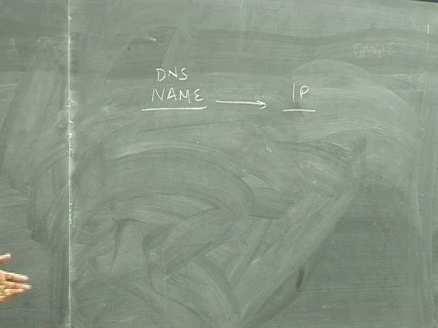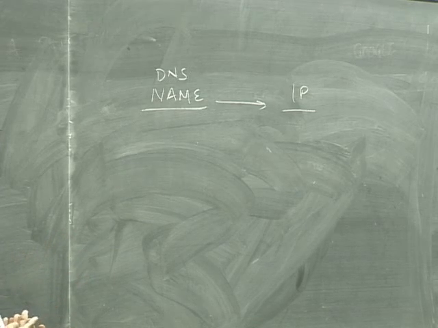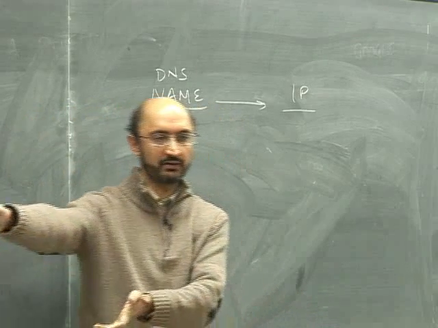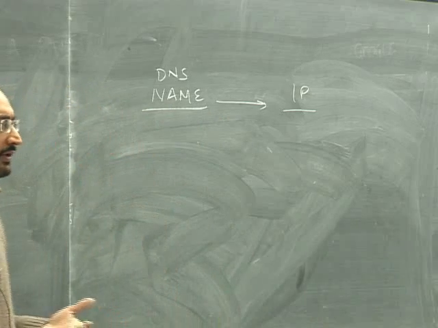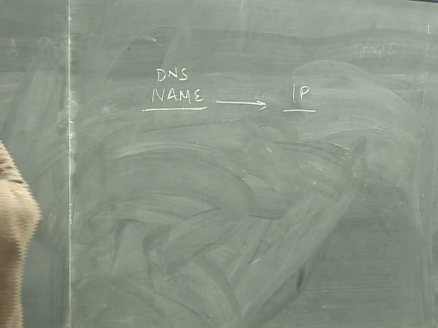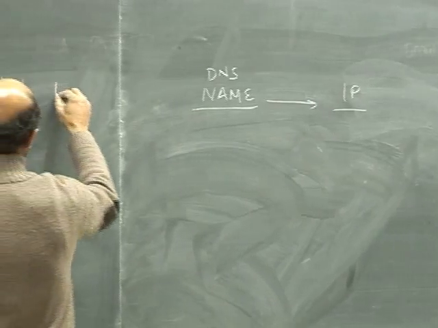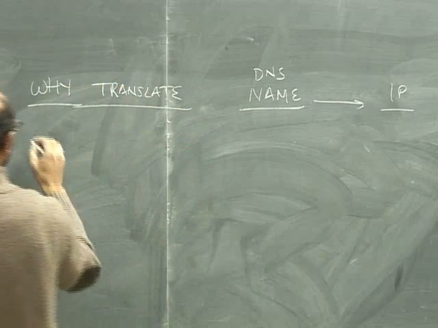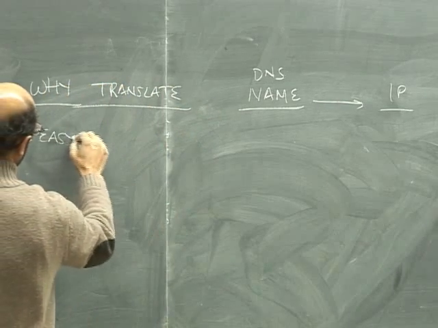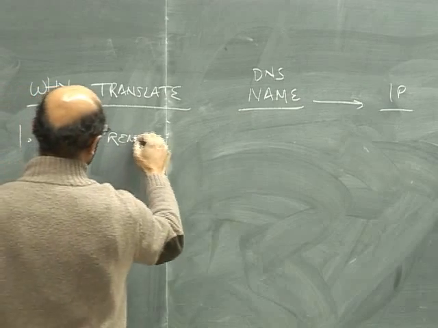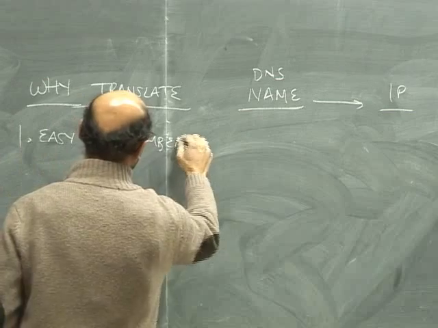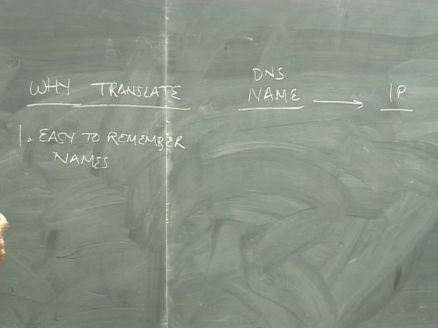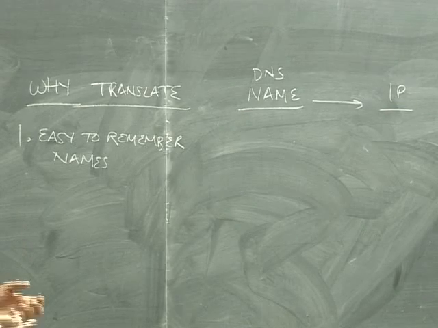So domain name system, or DNS, is a protocol which allows you to do this translation. Okay. So you can think of it as a system where you go and you give it a name, and it says, here's the IP address. Okay. Now, there are a couple of reasons why I want to do it. So why translation? The first reason is it's easier to remember names. Right? I don't want to go to 179.28.32.4. I'd rather go to google.ca. So it's easier to remember.